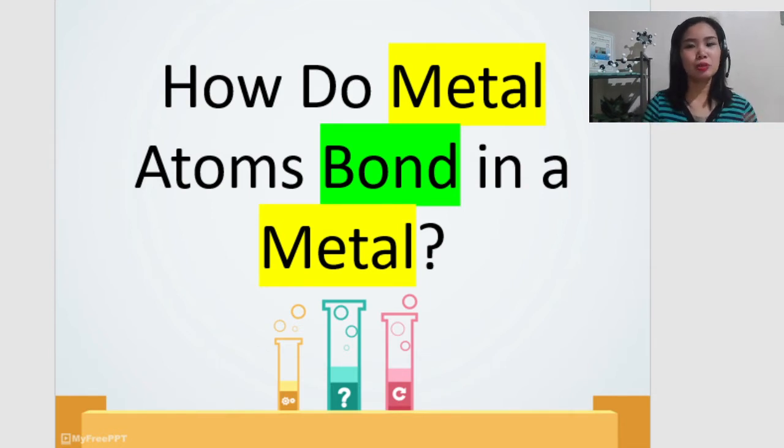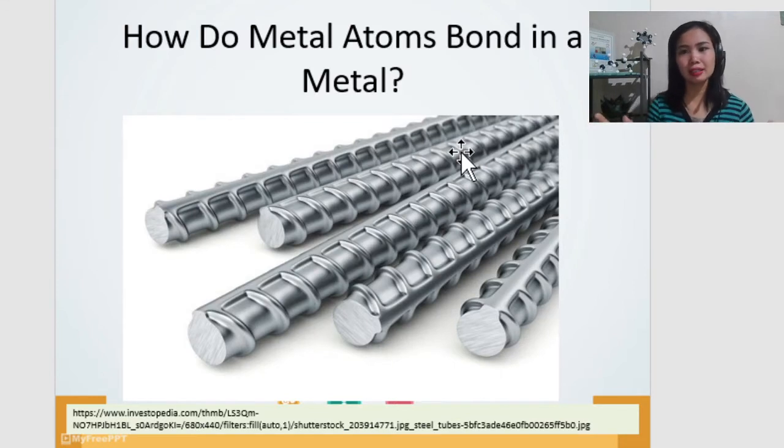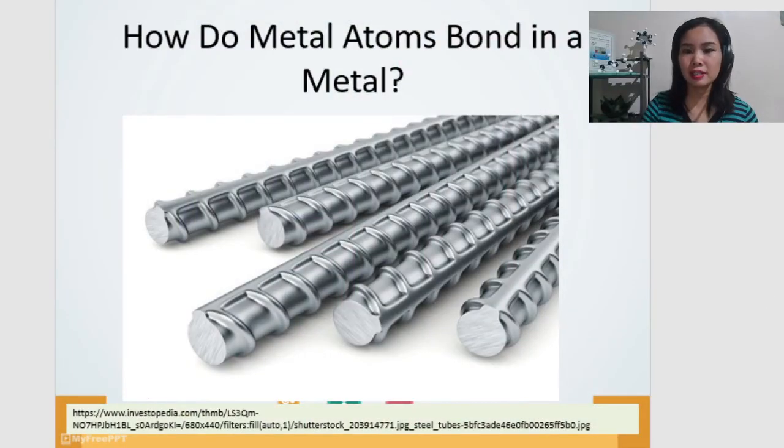Okay? So let's start with this. How do metal atoms bond in a metal? Okay? So I want you to write in your notebook, what kind of compound do you think is in the picture? Ready? I'll give you 5 seconds. Go. Okay, so time is up. So what we have here is a kind of alloy. Okay, alloy is what? Iron plus another metal.